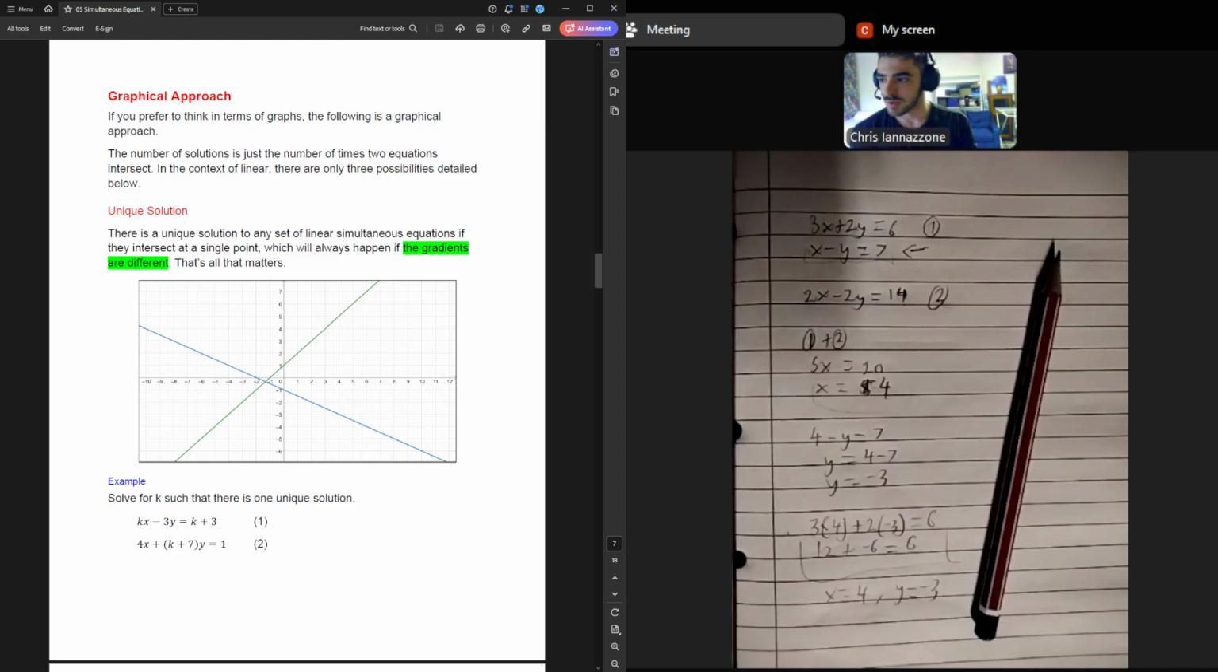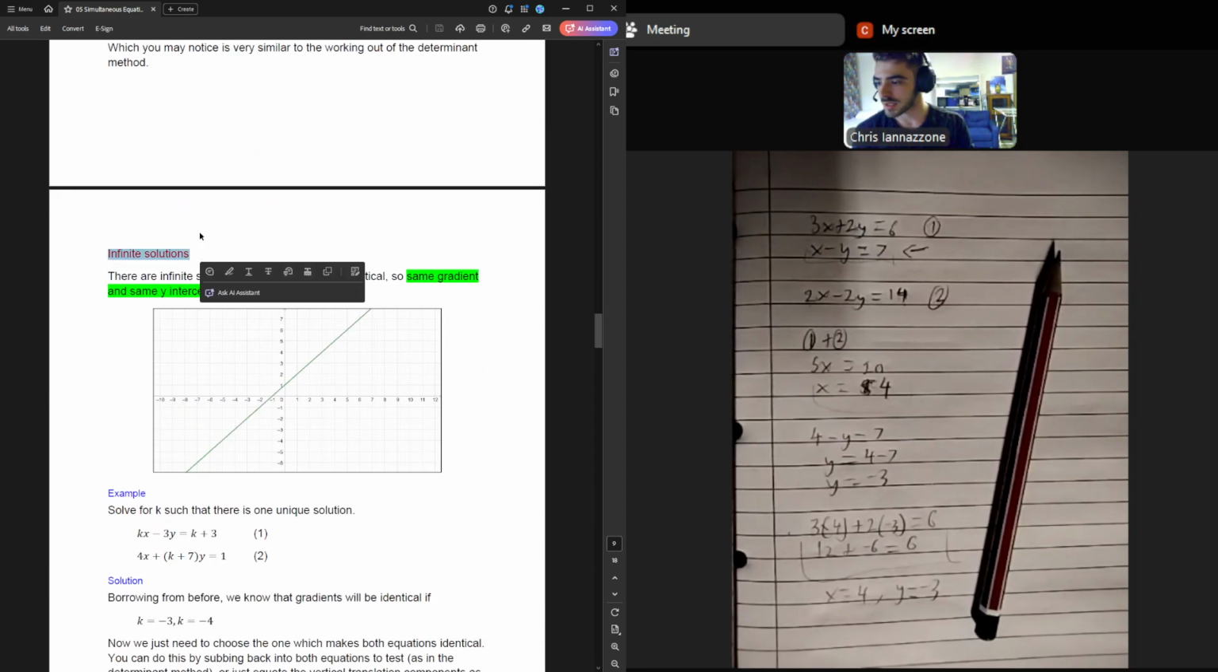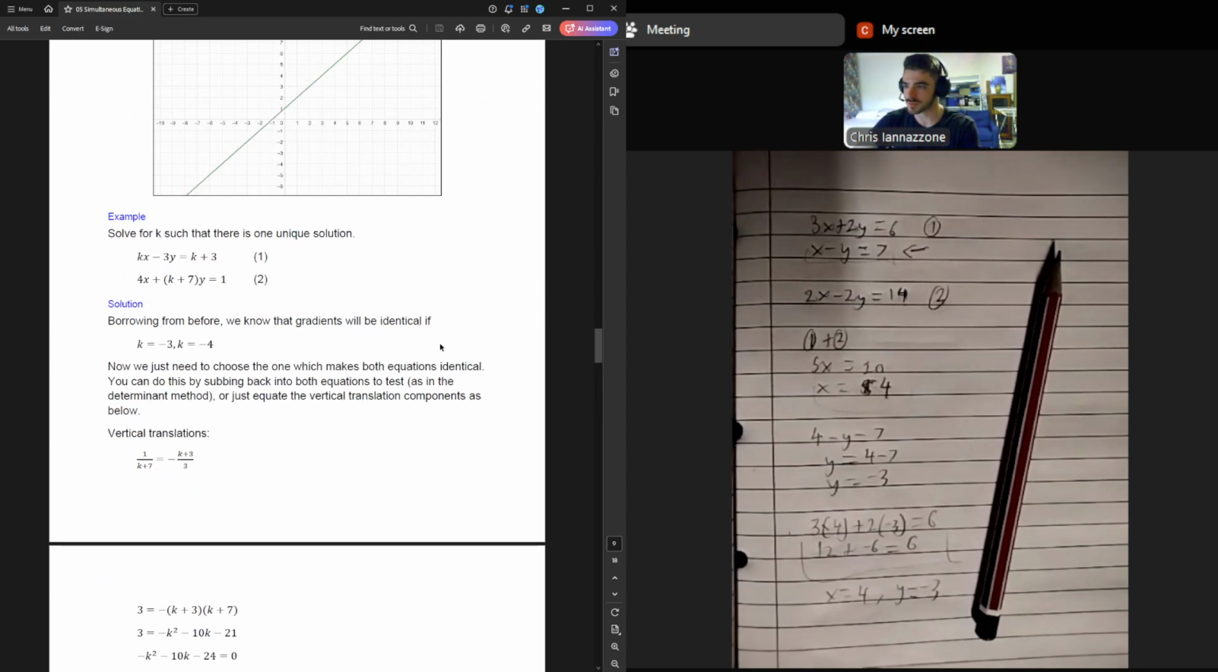The main set of solutions that can come up are: you can have a unique solution to your set of simultaneous equations, you can have infinite solutions, or you can have no solutions. So in this Q&A, we're going to have a look at all the different cases here.